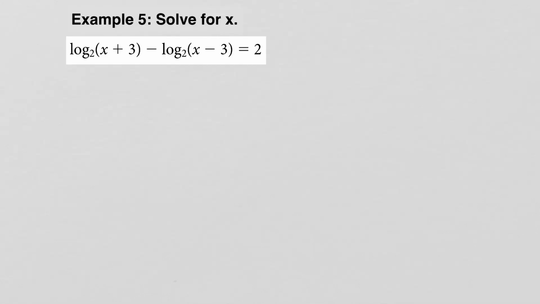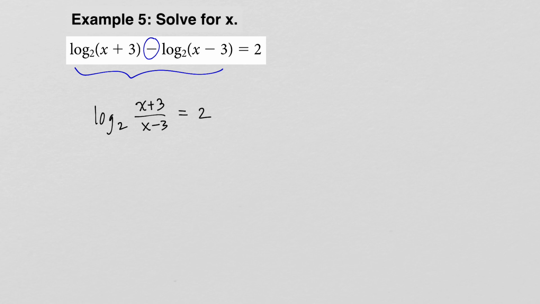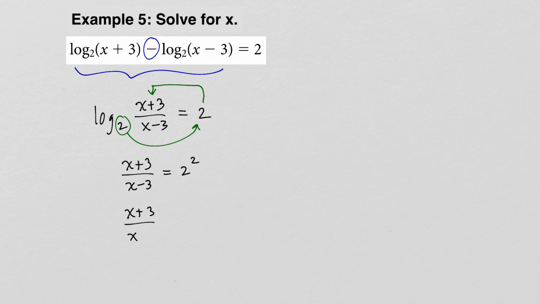And one additional example here, suppose I want to solve for x in the following equation. So just like the last problem, except that now when I combine these two logarithms together, notice we have a minus sign. So this is going to turn into log base 2 of x plus 3 over x minus 3 is equal to 2. And then we can convert this into exponential form. So that gives us x plus 3 over x minus 3 is equal to 2 to the 2nd power. And that is x plus 3 over x minus 3 is equal to 4.